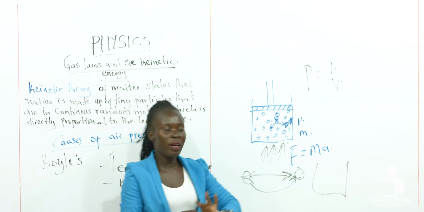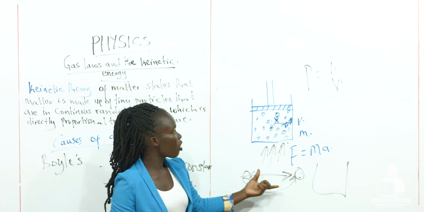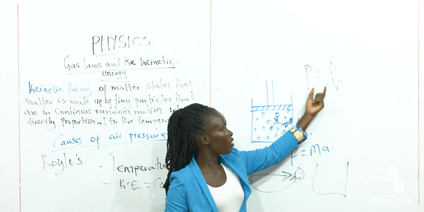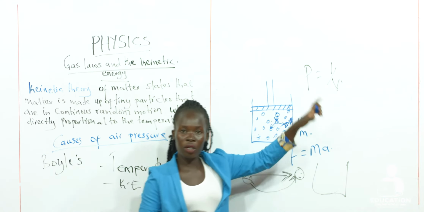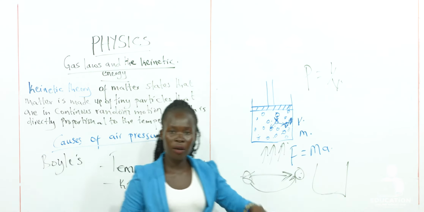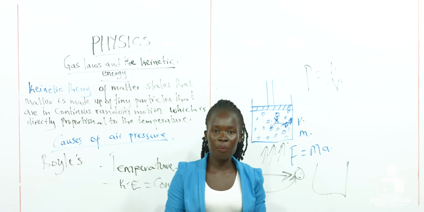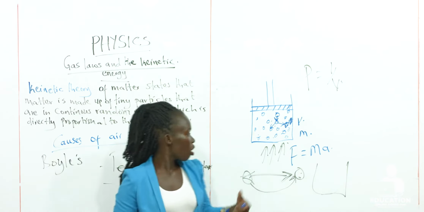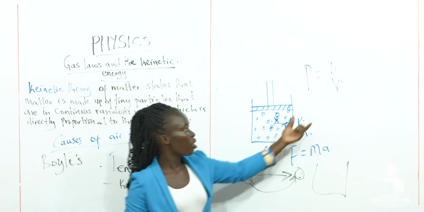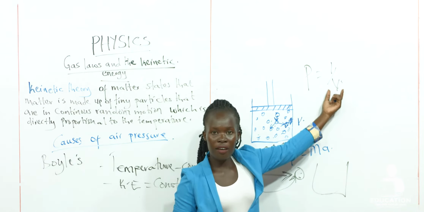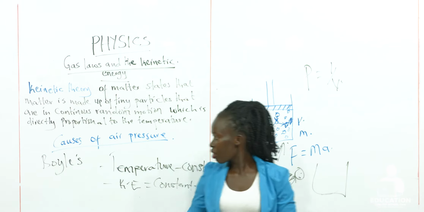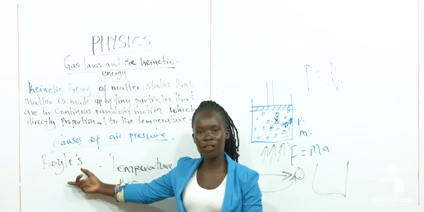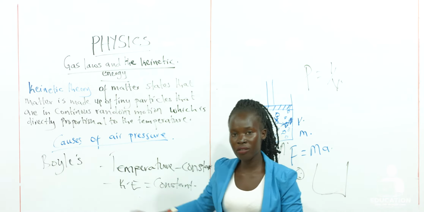That's why with Boyle's law, the pressure is inversely proportional to the volume. The bigger the volume, the less the pressure. So to increase the pressure of the gas, you have to reduce its volume. That is how you use the kinetic theory to explain Boyle's law.